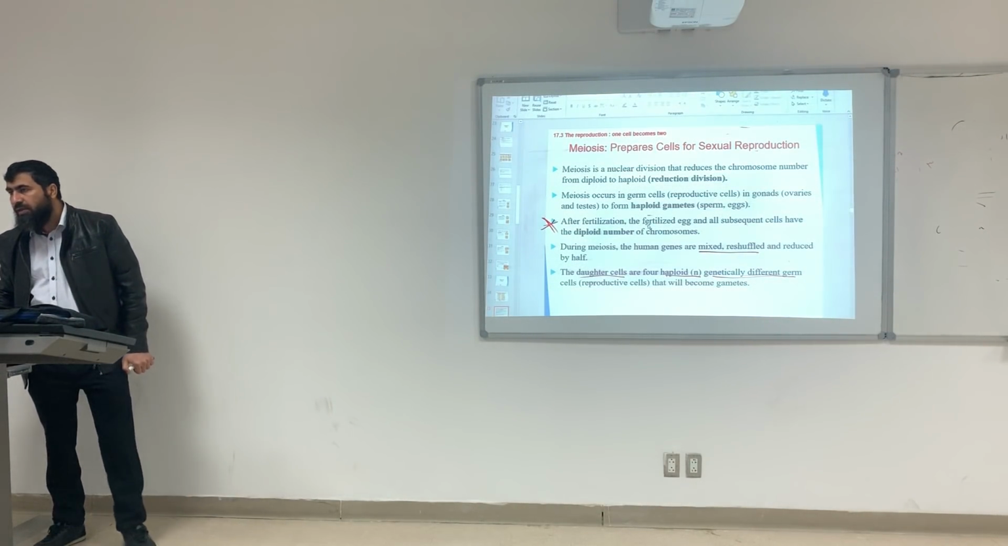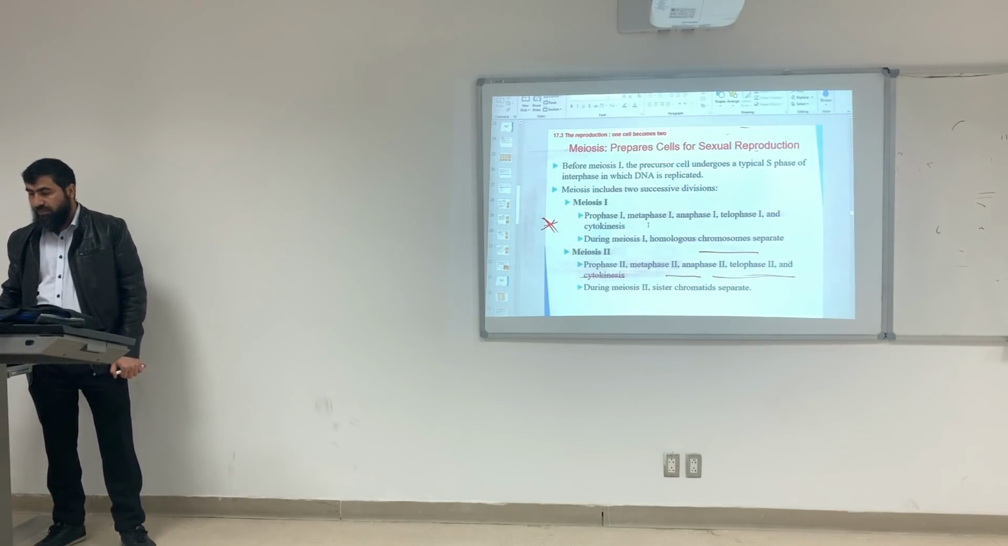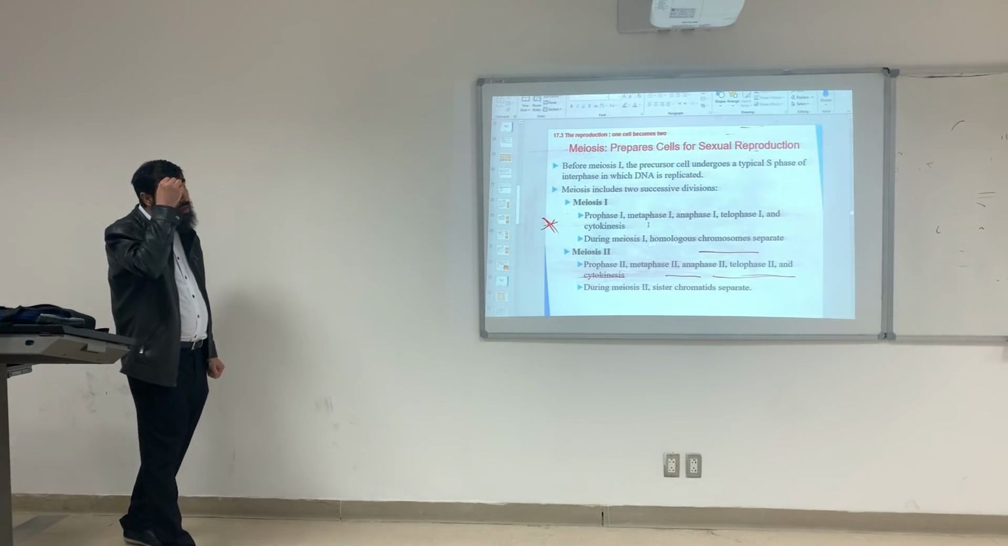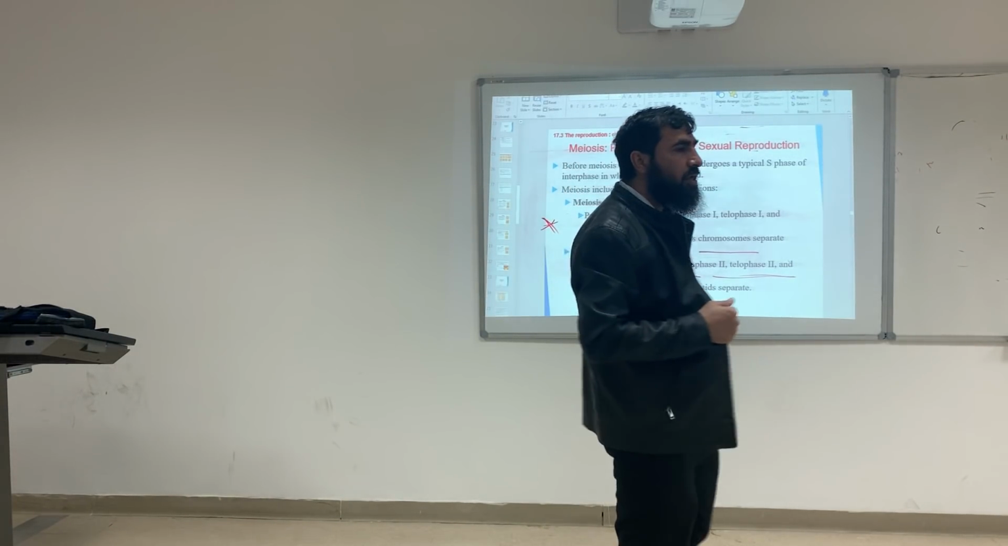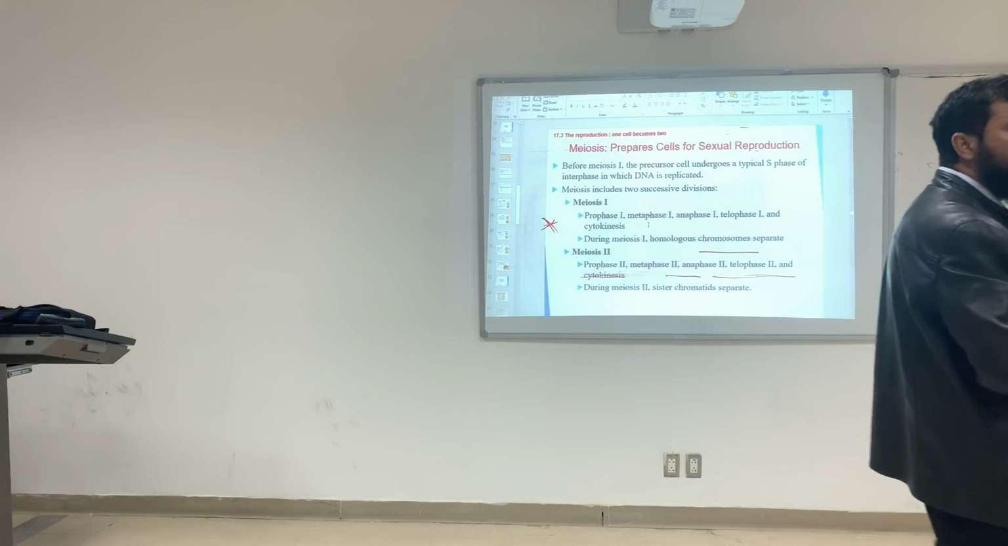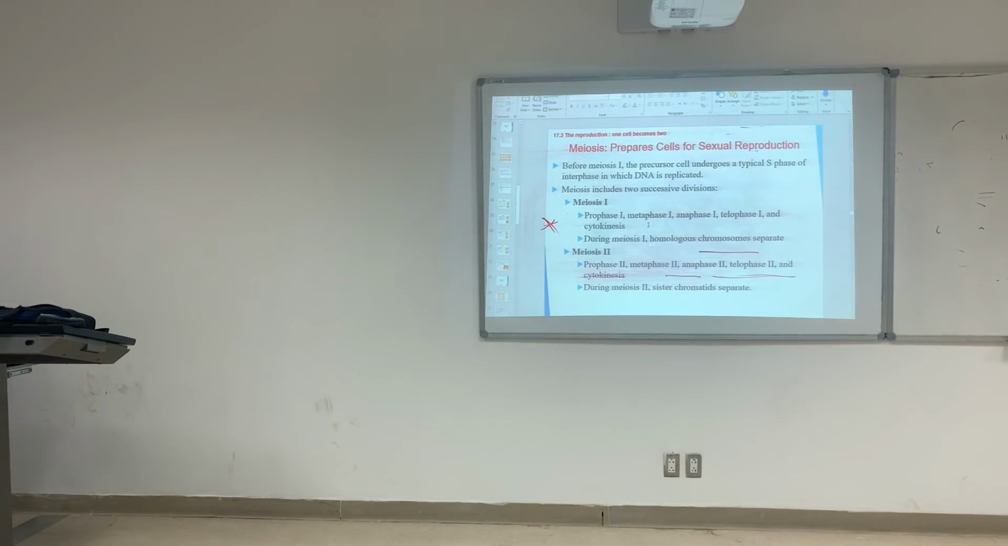Because of crossing over. Please explain the part with the fertilization. What function is meiosis important for? It's important for fertilization, because once fertilization happens, you restore the diploid number.